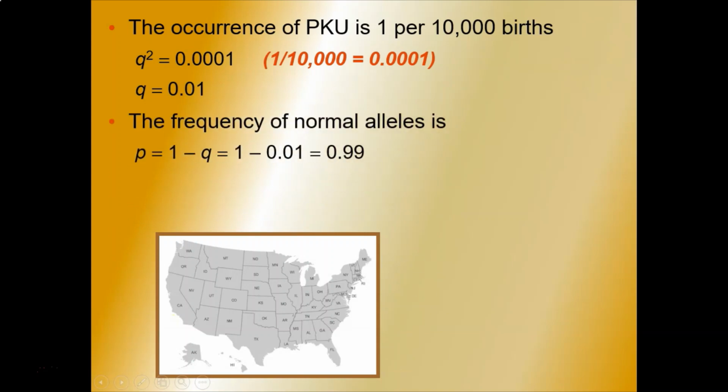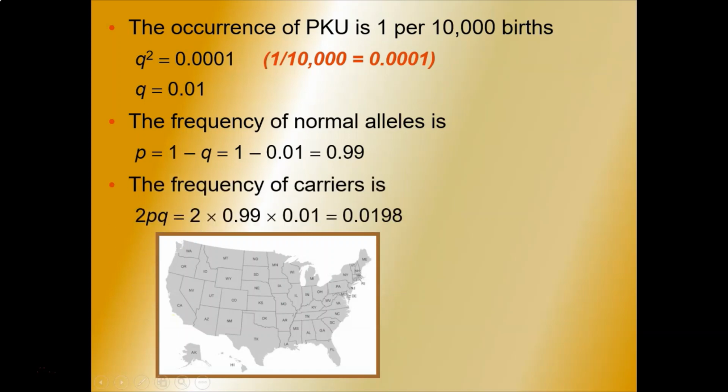Okay, so now the frequency of the normal allele. This should be easy. We know that p plus q equals 1, so if p plus q equals 1, then p equals 1 minus q. So 1 minus 0.01 equals 0.99. That means p is 0.99, or 99% of the alleles in the population are big P.